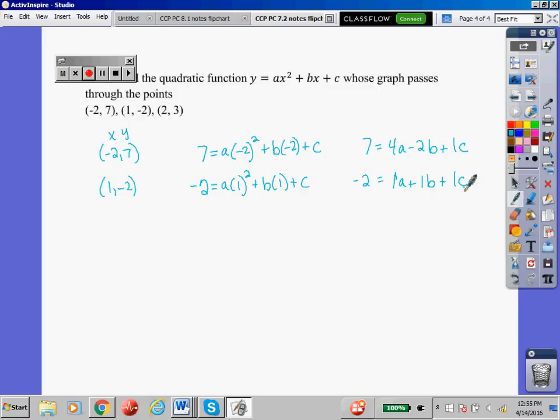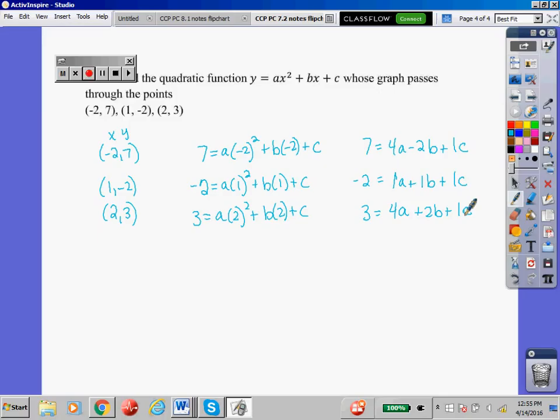All right, let's do the third point. I have 2, 3, so I have 3 equals a times 2 squared, b times 2 plus c. Tidying that up, that's 3 equals 4a plus 2b plus 1c. In Algebra 2, do you remember matrices? Okay, briefly. Okay, so watch what we're going to do.